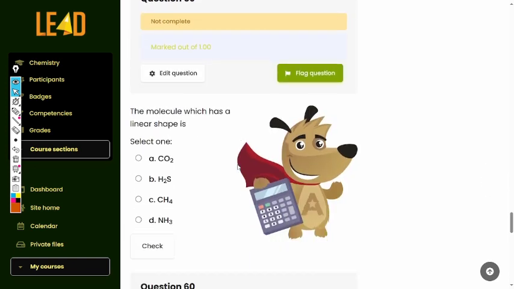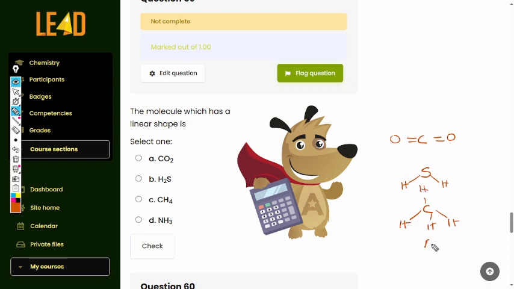(59) The molecule which has a linear shape is... okay, so this is the shape of simple molecules. For CO2, this is the shape of CO2. Notice, this is linear, straight. Now H2S, let's see. So H2S is where you have sulfur, and then there's hydrogen here, then there's hydrogen here. Okay. Then methane is tetrahedral, and then you have H here.